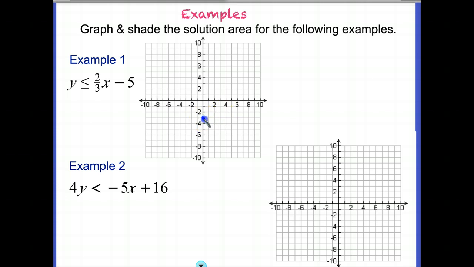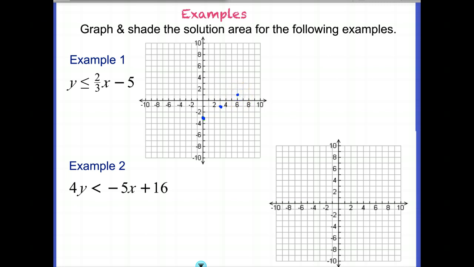The next point I will plot with the help of my slope, which is rise over run. So I'm going to go up 2, or I could go down 2, and then I'm going to run over 3, either left or right. So I'm going to go up 2 and over 1, 2, 3 and plot a point. Now I'm going to plot one more point just so that I get a good line. I went up 2 and over 3 one more time.